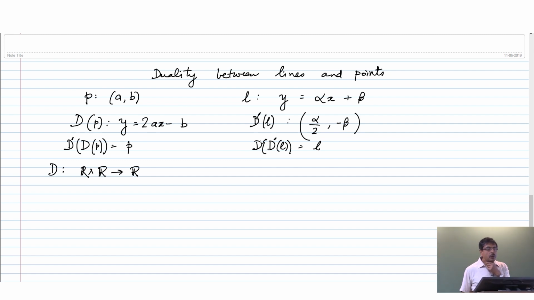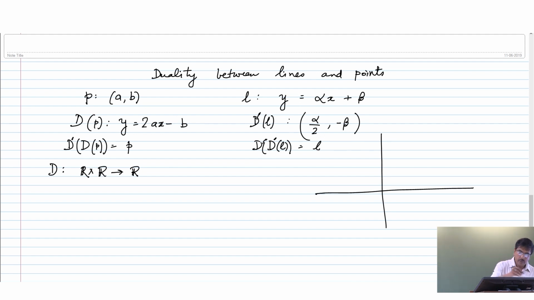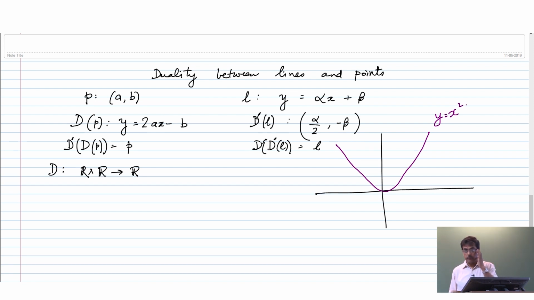Now, how did it come from and how can it help us? So let me give a pictorial interpretation of this. So this is y equal to x square. This is the unit parabola.